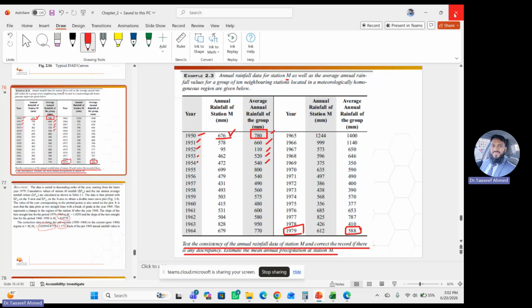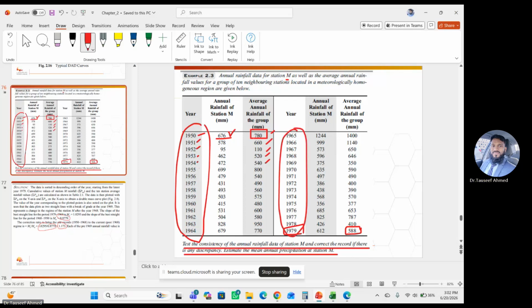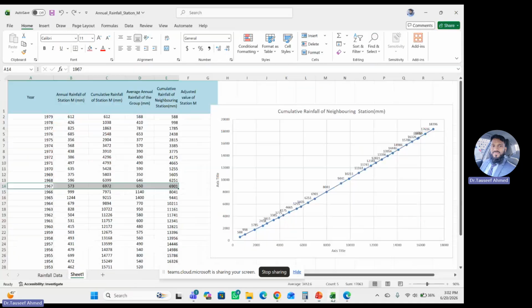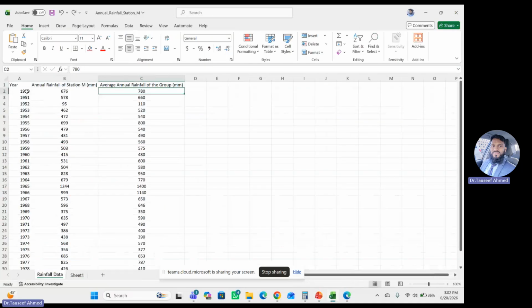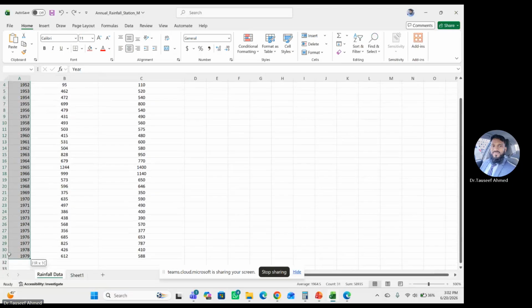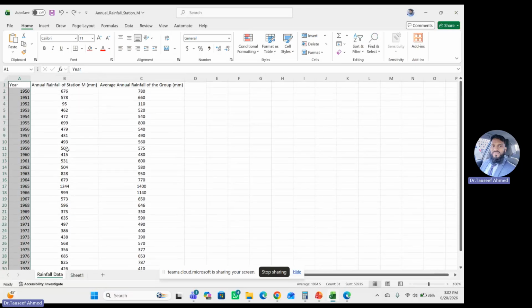So how will we solve this? First, we will arrange all this data in descending order. That is, first we will arrange 1979, then 78, then 77, likewise up to 1950. So here I have already done this. Here we have taken the years 1950 to 1979.